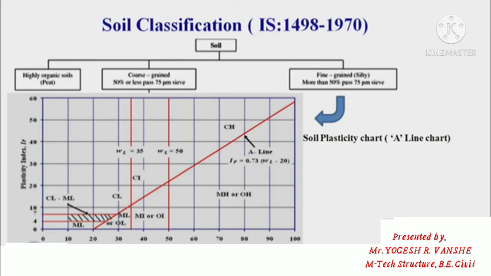Let us come to the classification of the fine grained soil. We have just finished the coarse grained soil. Now come to the fine grained soil. It is more than 50% passing the 75 micron sieve. It means that all the particles are of very fine size, and in such cases the classification is totally based on the A line chart or plasticity chart.